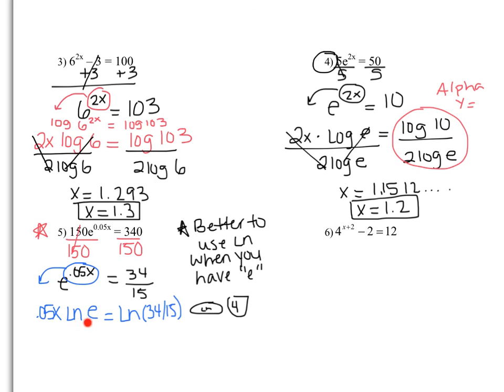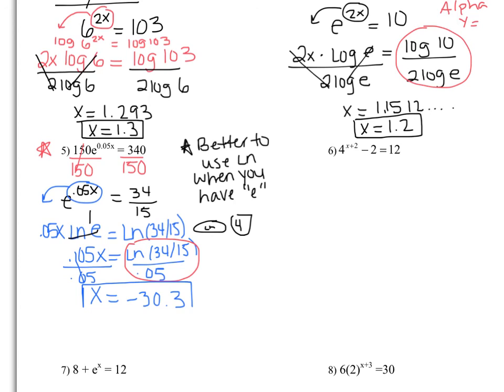Now what makes this a little bit easier is that you have ln of e, and we know that that equals 1 from the front page of this worksheet. So we've got 0.05x times 1. So that's 0.05x equals ln of 34 over 15. Divide both sides by 0.05. So take a minute, put this into the calculator, just the way you see it, and hit resume once you've done so. Okay, your answer should be -30.3 when you round it. So that is your final answer.